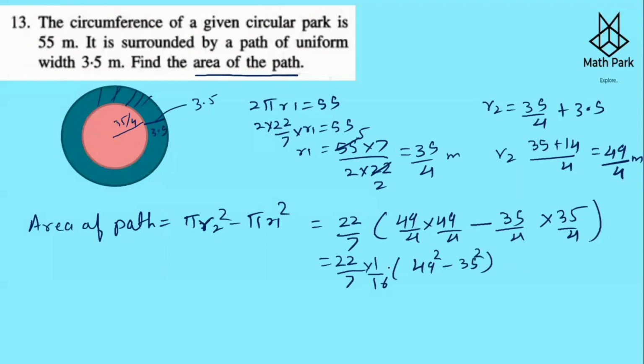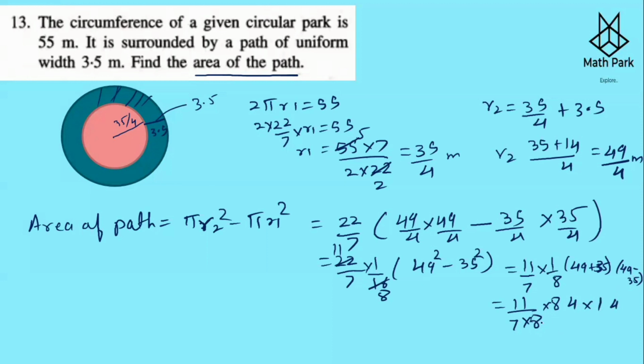We will use the identity over here. Let us simplify this outside. We have 2 8s and 2 11s, so now we have 11 upon 7 into 1 by 8. A squared minus b squared is a plus b into a minus b. That is 49 plus 35 into 49 minus 35. So we get 11 upon 7 times 8, 49 plus 35 is 84, into 49 minus 35 which is 14.